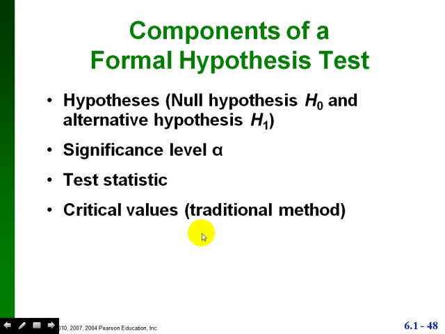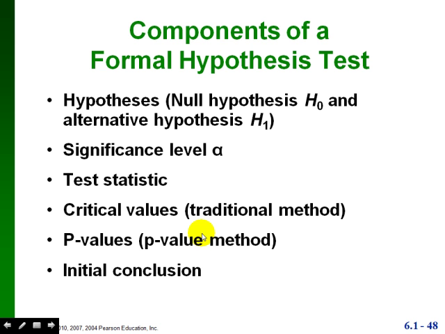And we have two basic methods of conducting hypothesis tests. One is called the traditional method, and in that method we have to find critical values, similar to what we did with our confidence intervals. The other method is called the p-value method, so for that one we have to find p-values. And then we have an initial conclusion that tells us what we're doing with our hypotheses, and a final conclusion that actually states the conclusion in words in terms of the original claim.